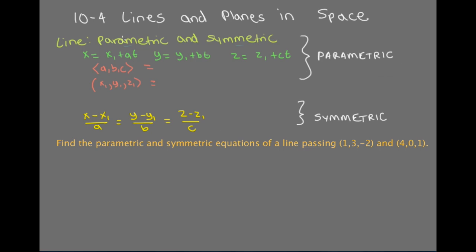So first, the parametric equations are going to be in terms of t. We're going to represent the x value in terms of t, the y value in terms of t, and the z value in terms of t. So what do these x1, y1, z1, as well as the ABC refer to? The ABC is the component form of a vector that's parallel to the line that we have. And then finally, the x1, y1, z1 is a point that is on the line itself.